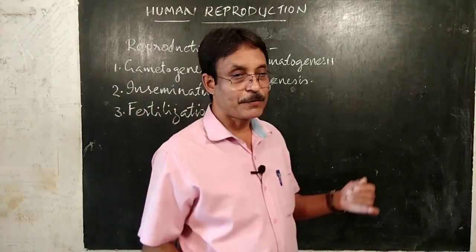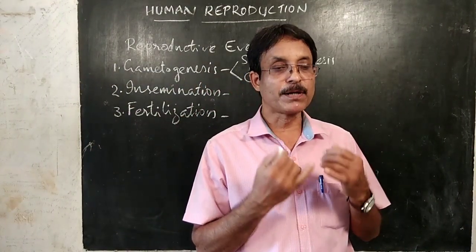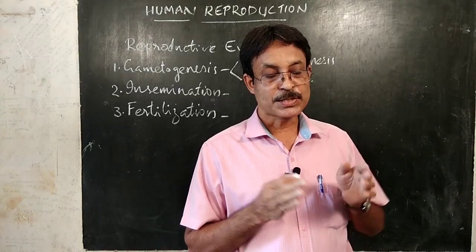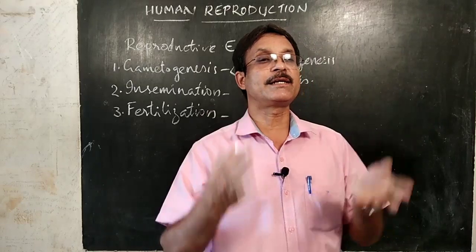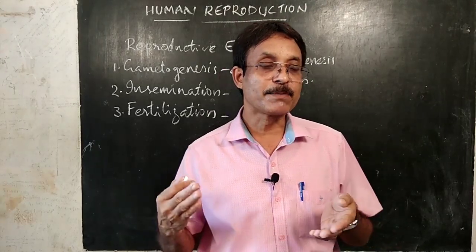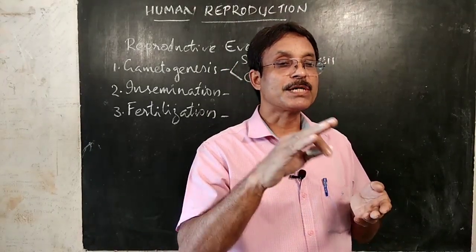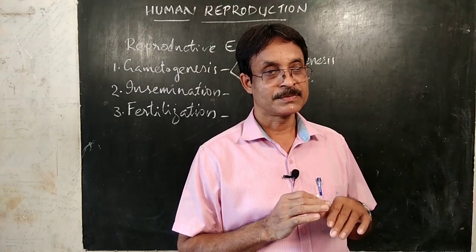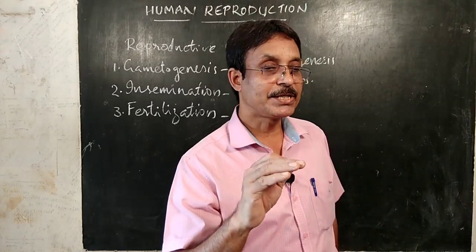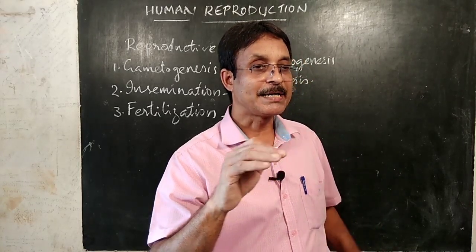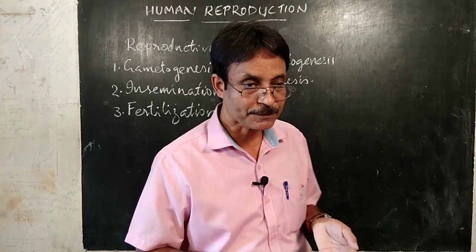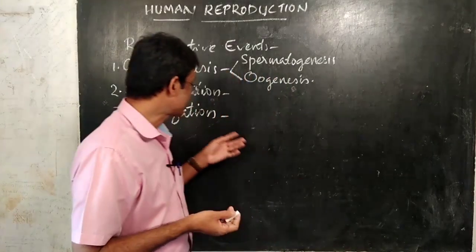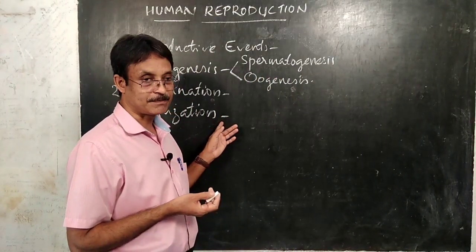Fertilization is the fusion of sperm and ova. Sperms are transferred into the body of female through the genital tract of the female, that the sperms are moving towards the ova. It will reach the vicinity of ova and then it will fuse with the ovum. That fusion of sperm with ovum is called fertilization.